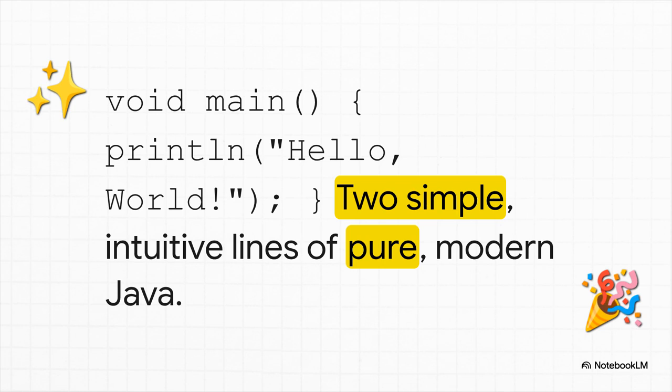So after all of that, after stripping away the static, the class, and the System.out, here's what we're left with. This is it. This is the new Hello World in Java. Just 2 simple, totally intuitive lines of code. It feels like a script, right? But make no mistake, that is pure modern Java. This is the new welcome mat for the language.